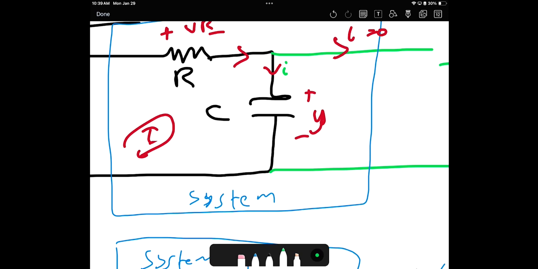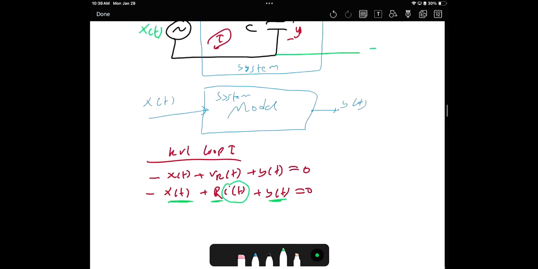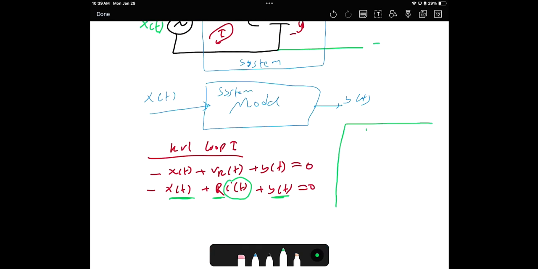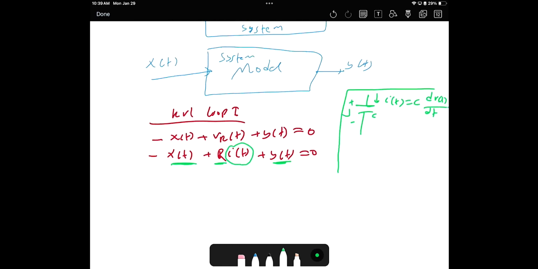Is this correct? Here is the capacitor. Here is the current. Plus minus, here is the voltage. So I of t equals C dV of t by dt, right? Now in our analysis, I of t equals C times the time derivative of the voltage here, which is the output, the time derivative of y of t.